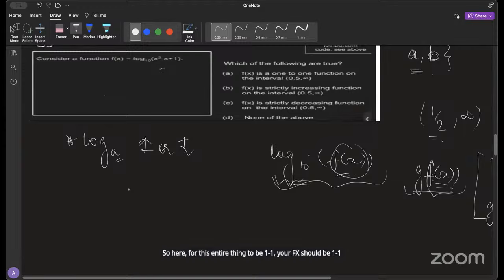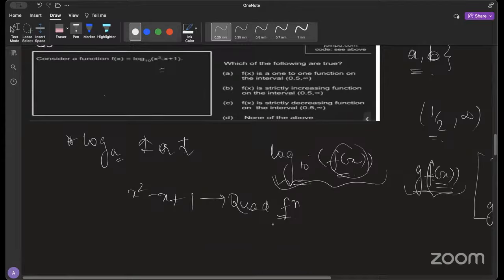Your f(x) is x square minus x plus 1, which is a quadratic function, right? And quadratic functions are by default not 1-1. So this is not a 1-1 function. So the composition should not be a 1-1 function.